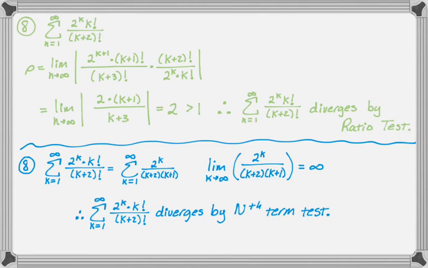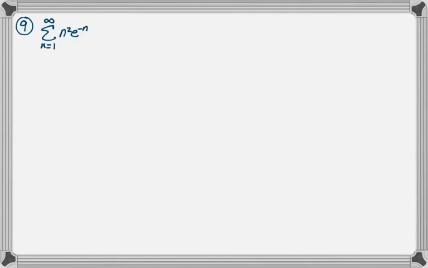Okay, new problem. Let's see. So we want to go from 1 to infinity of n squared e to the negative n. So I really feel like this is meant to be done with the integral test when you look at it, but I'm actually going to use the ratio test, which frequently works if you have something to the nth power. So I'm going to use the ratio test instead because it's a little easier. This would require integration by parts, and I don't really want to do that.